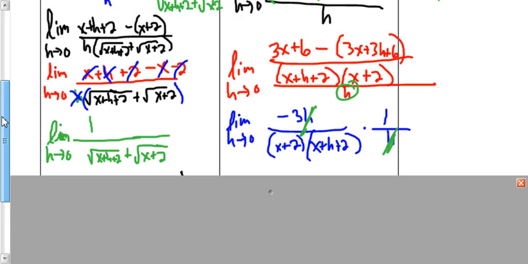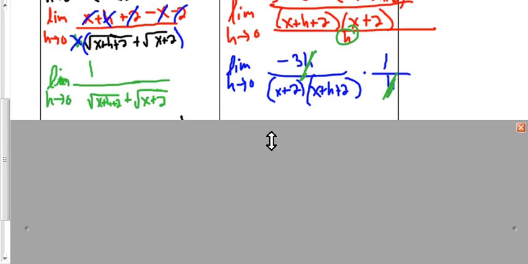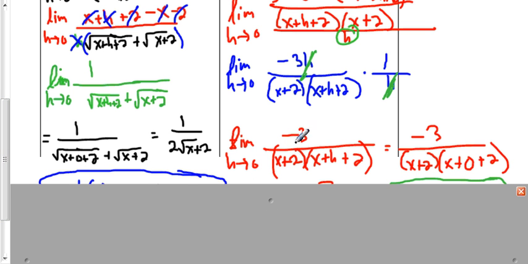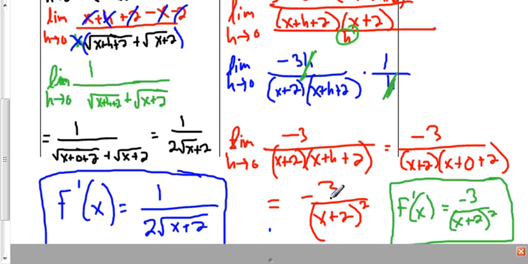Let's keep going. Once I do that, I've eliminated a factor that was going to get us 0 in the denominator. So now I can just do direct substitution. Once I do that, we get negative 3 all over x plus 2 all squared. So the derivative of that function is negative 3 all over x plus 2 all squared, or we could say f prime of x equals negative 3 all over x plus 2 all squared.